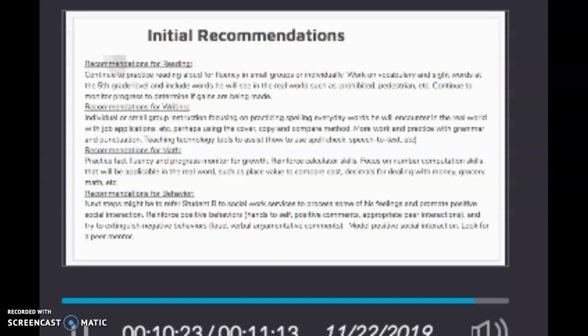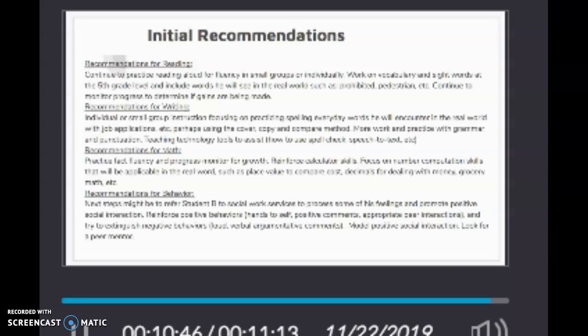Recommendations for math would be to continue to practice fact fluency and progress monitor for growth, reinforce calculator skills, focus on number computation skills that would be applicable in the real world, such as place value to compare cost, decimals for dealing with money, and grocery math, things like that.